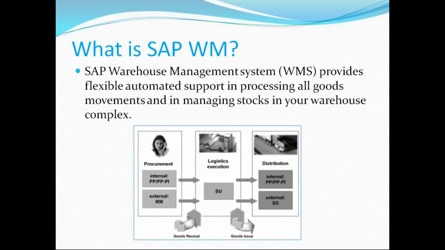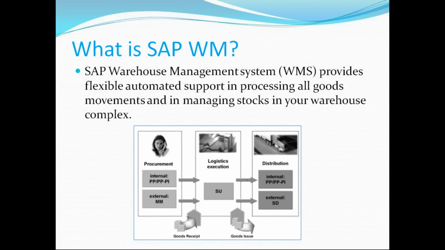Once you receive your goods onto your goods receipt area, these goods have to be put onto your warehouse management system for the proper storage of the goods. So when we talk about the goods receipt process, as I explained, there can be two types, internal as well as external.